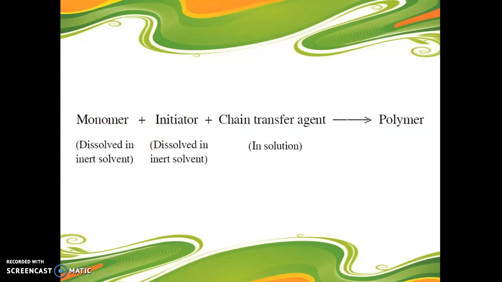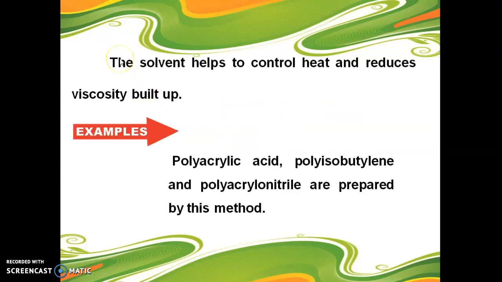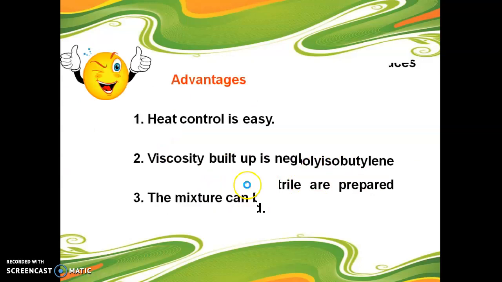So this is the simple method. The monomer, initiator and chain transfer agent are dissolved in a solvent and we have to stir it for the required time. At last we get a polymer. Here the solvent helps to control heat and reduces the viscosity. Some of the polymers prepared by this method are polyacrylic acid, polyisobutylene and polyacrylonitrile.